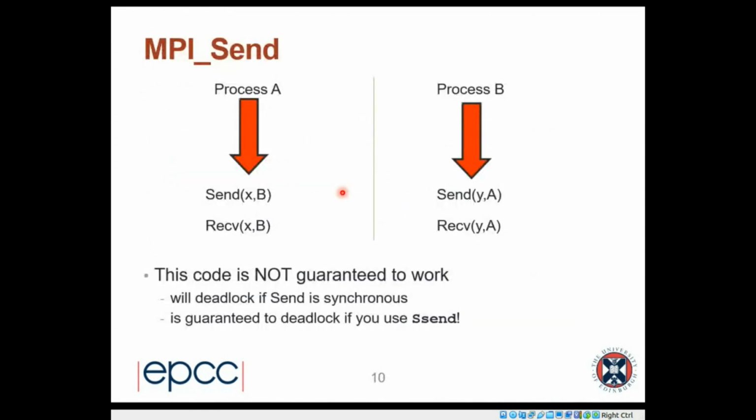However, this is the problem. Imagine this code. Process A does send xb and receive xb. Process B does send ya, receive ya. This code is not guaranteed to work. You have to understand, if you used Ssend here, this program will be guaranteed to deadlock, because process A will be saying, I'm going to deliver a message to B, and I'm not going to do anything till it's received. Process B is doing the same thing to A. They're both phoning each other and wondering why they're not picking up.